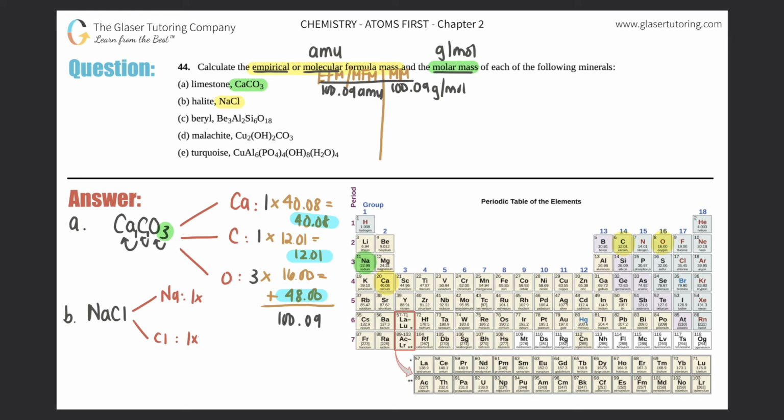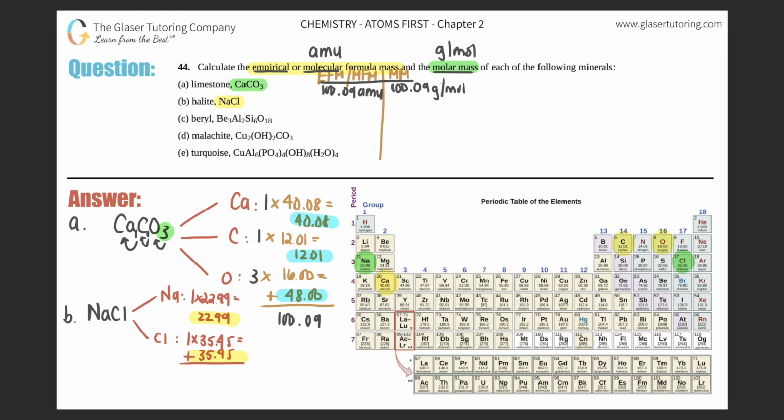Sodium is right here. So 1 times 22.99 is 22.99. Chlorine is all the way over on the other end of the spectrum right here. 35.45, and 1 times 35.45 is 35.45. We have the parts, so what do we do? We just add them. This plus this.